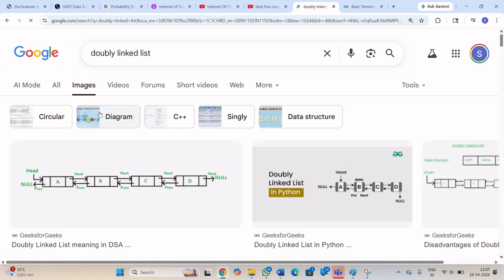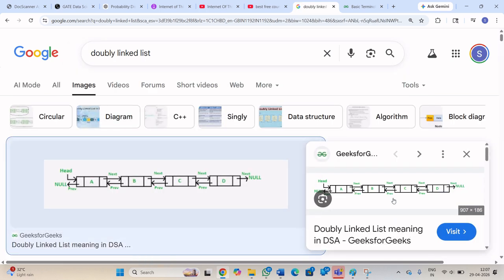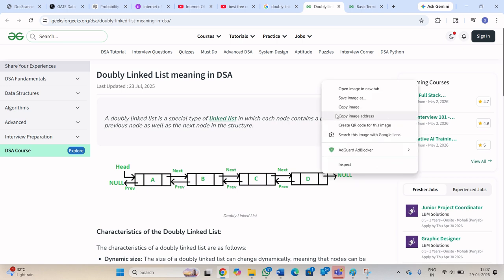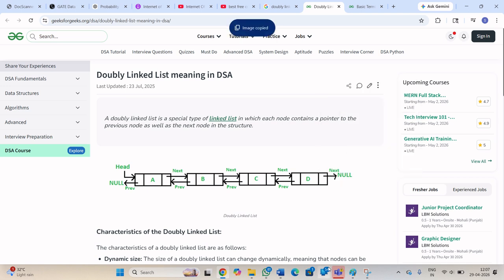Doubly linked list, you can see here. In the doubly linked list, we don't have two parts in a single node. We have three parts here. What are those? We can see.